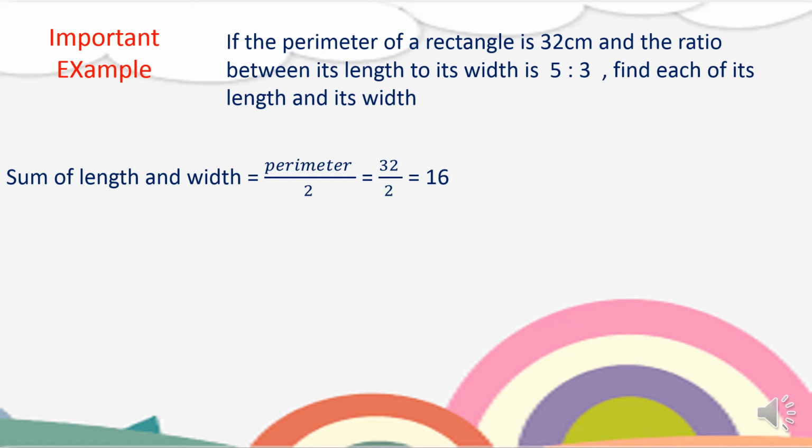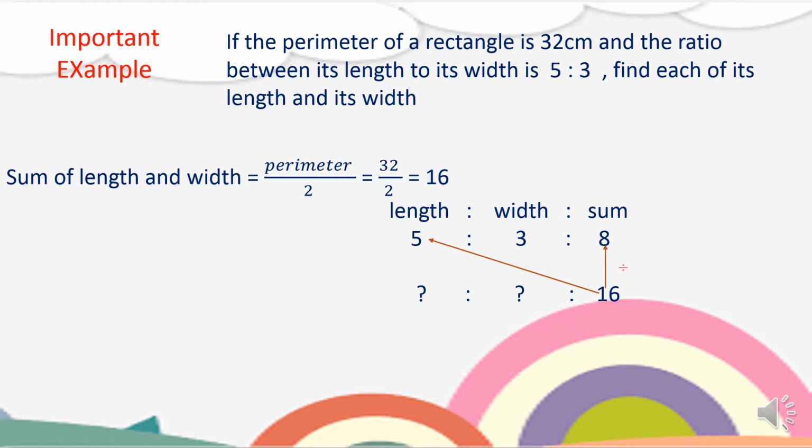So I have the ratio between length and width, and I have a real sum. So I will get the sum of parts. So 5 plus 3 equal 8. And I put under the sum of parts the real sum, 16. And what I do, Junior 6? We multiply the two numbers facing each other by crossing and divide by the third number.